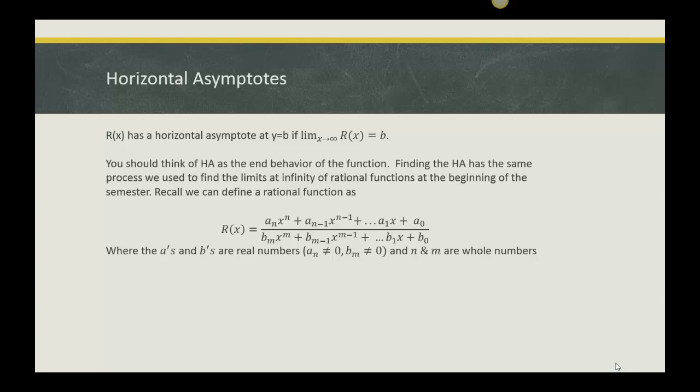N and m are whole numbers, which means they could be zeros. I could have some exponents that are 0. I don't have to have all the terms. But I can't have negatives. I can't have fractions, stuff like that. So I have to have something there.